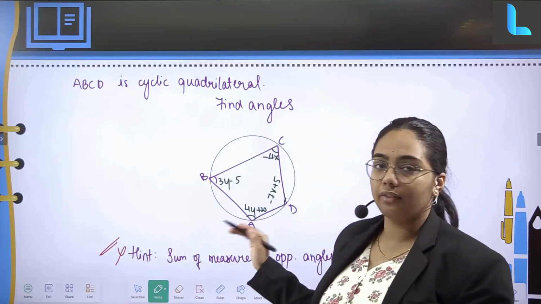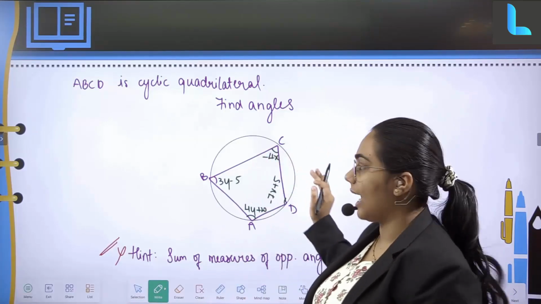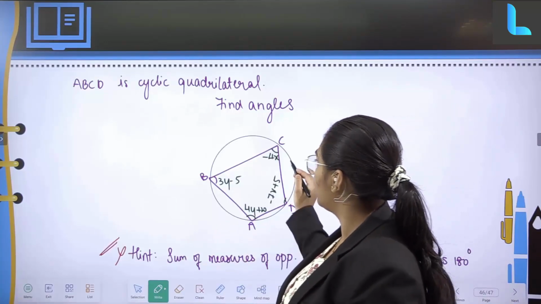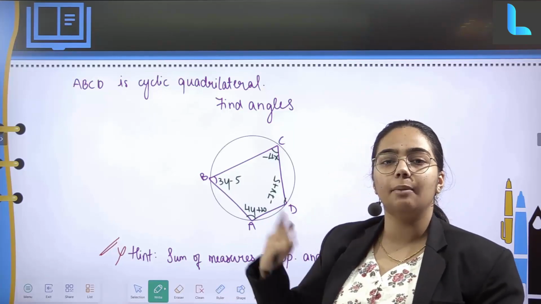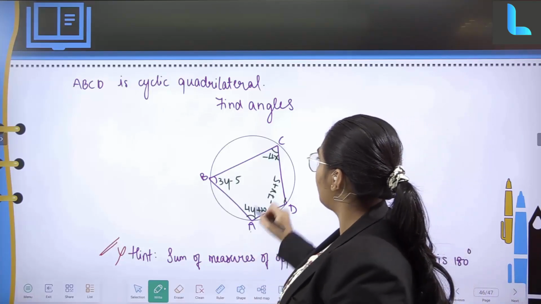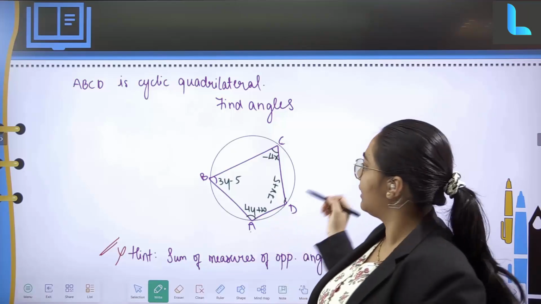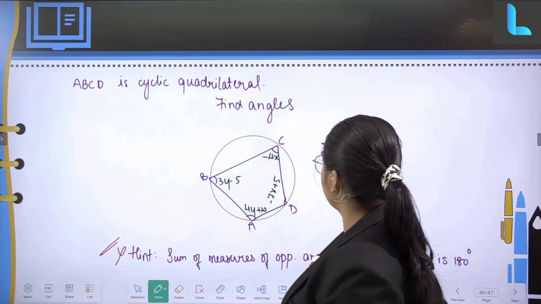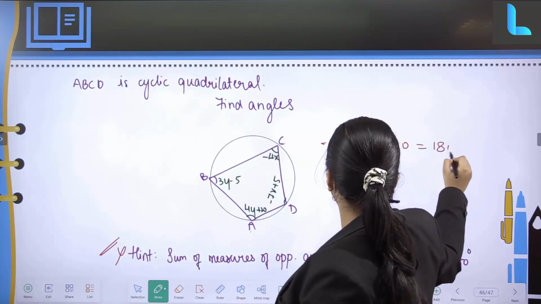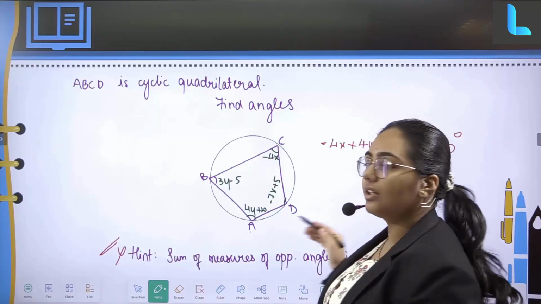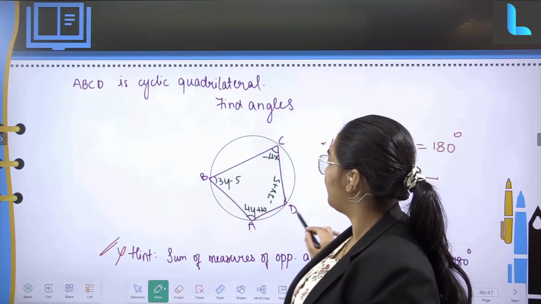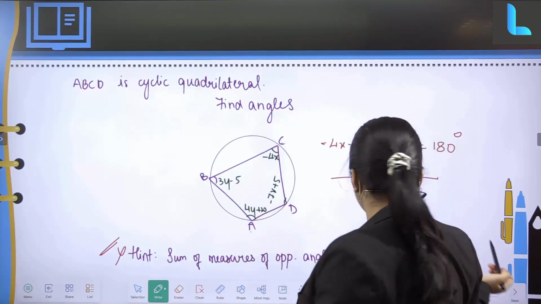If the hint is not given and only this particular diagram is given, when you are supposed to solve for the angles, it is just that the sum of opposite angles is going to be equal to 180 degrees. Like angle A plus angle C is going to be equal to 180 degrees. That is minus 4x plus 4y plus 20 is equal to 180 degrees. You can easily divide throughout by 4, you will get one equation. Similarly, angle B plus angle D is going to be equal to 180 degrees.